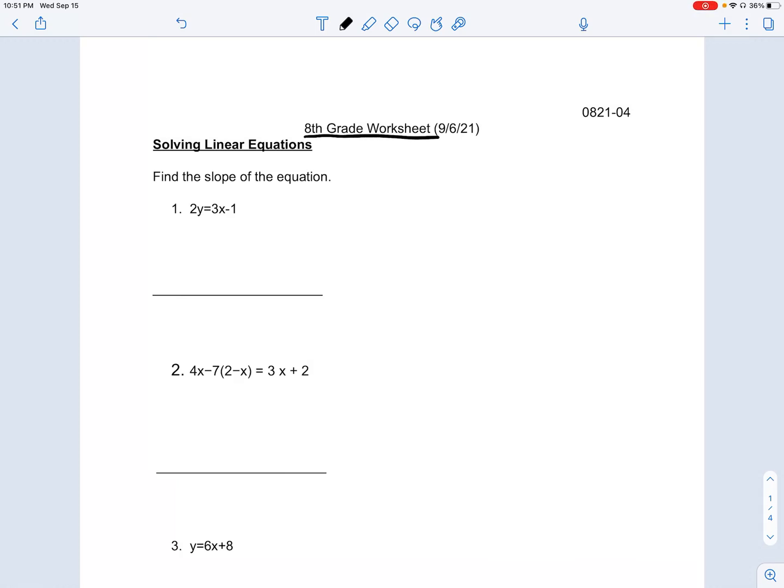Worksheet for the 8th grade. Today we're just going to be solving linear equations. To find the slope of the equation, what I like to use is y equals mx plus b, or the slope-intercept form.